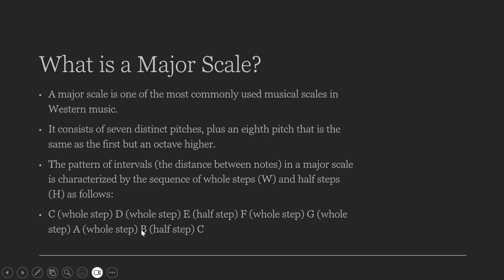From A to B is also what? A whole step, which is a tone. There is also a black key in between A and B. Then between the last two notes, B and C, is also a half step. So it goes with the arrangement of tone, tone, semitone, tone, tone, tone, semitone. Exactly. So whole step, whole step, half step, whole step, whole step, whole step, half step. Or we can say tone, tone, semitone, tone, tone, tone, semitone. It's just another way around.